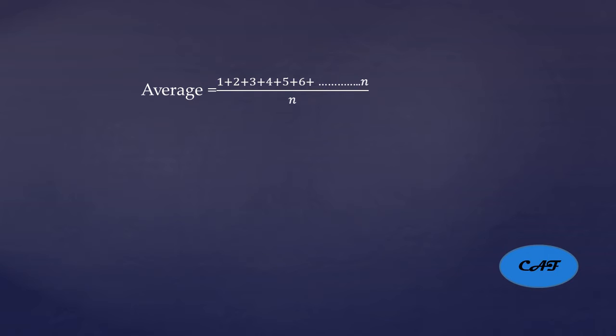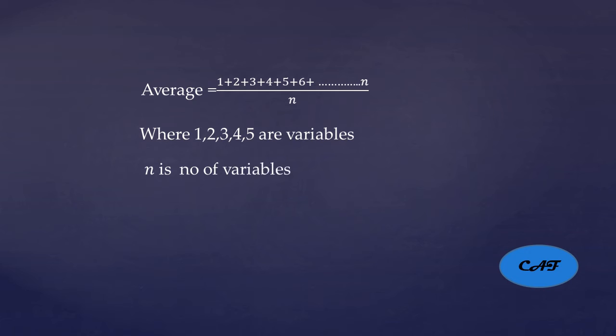Average is equal to the sum of all the numbers they gave divided by n. N means the number of numbers they gave. So here 1, 2, 3, 4, 5 are variables, so n is the number of variables. If you know this formula, you can solve anything.